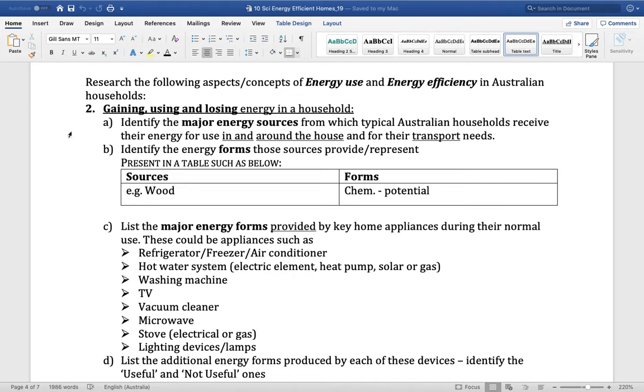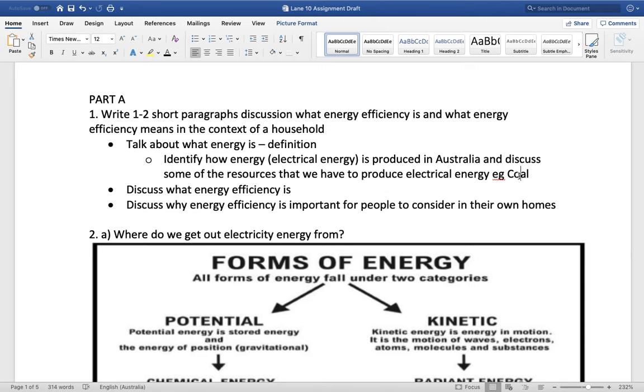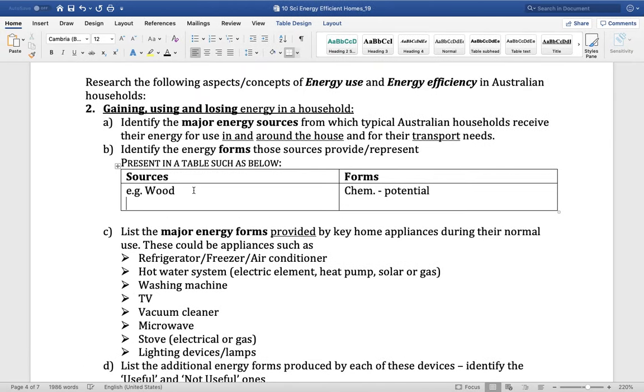Okay, and then identify the major energy sources from which typical Australian households receive their energy for in and around the house and for their transport needs. So you need to consider what the energy sources are, and also consider what energy sources are used to transport these around. Okay, so all those would go in the first column. You produce a table like this in your assignment, and all the sources of energy would go in here. So for example, at the end of this I had coal. I would just put a space and I would write coal in there as the next source of energy, and you would just list them there like that.